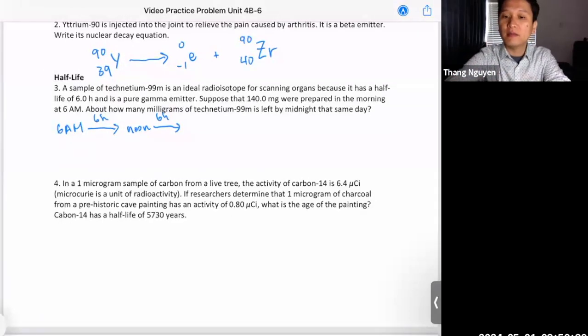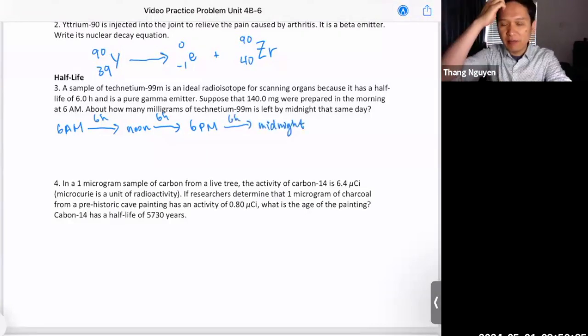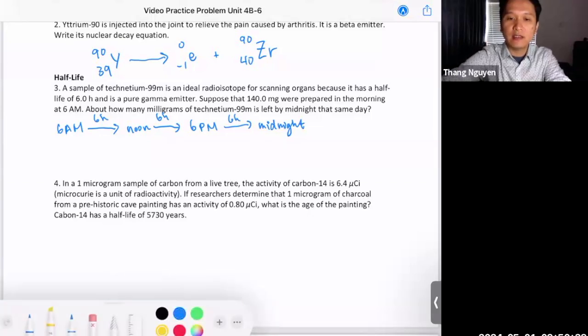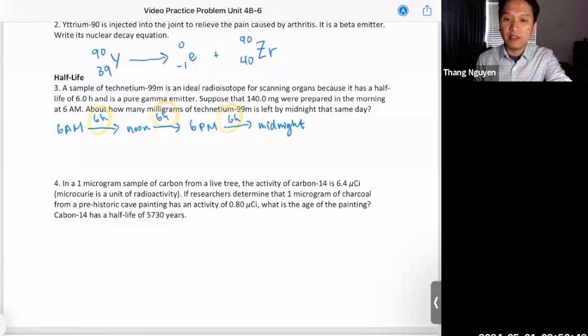6 p.m. But then it says it's left at midnight. Okay, so that's another 6 hours that pass to give us midnight. So how many 6 hours passed? 1, 2, 3, so 3 half-lives have passed, right?